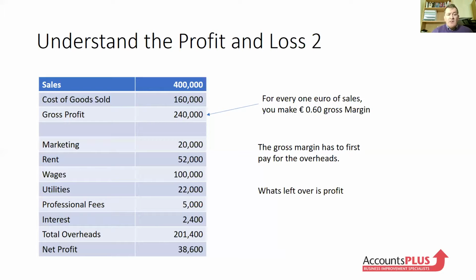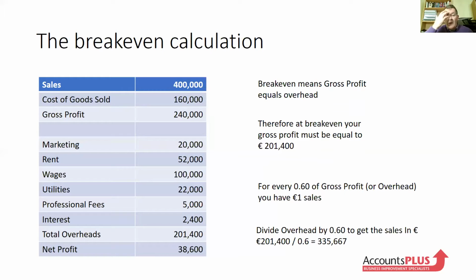So for every euro of a sale we make, 40% of that, 40 cents, is going to be cost of sales, and that leaves 60 cents available to pay the overheads. So we look at our overheads, we divide them by 0.6, and that will tell us the amount of sales we need to make to generate that amount of gross profit. We can just do that calculation there. So if we take our 201,400 and divide it by 0.6, we're going to get 335,667. And in our case, that's the break-even point for this particular business.